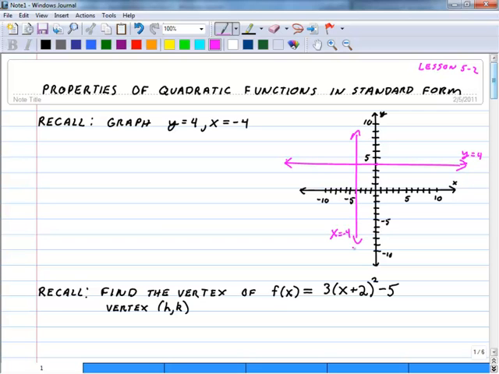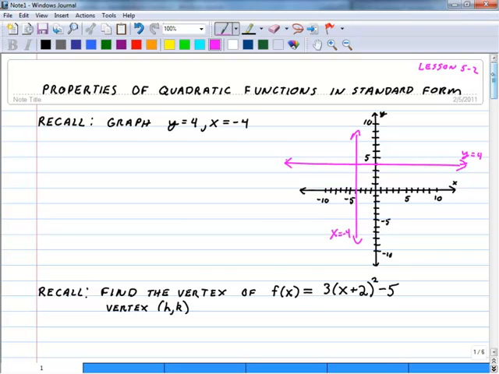Y equals 4 can be considered a function because it'll pass the vertical line test, whereas x equals negative 4 cannot. But x equals negative 4 is what we're going to bring back up in a few minutes here. So when you see something where it says x is equal to a number, you're going to find it more important later on when we talk about symmetries.